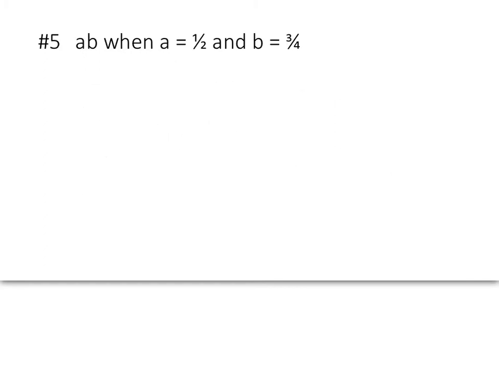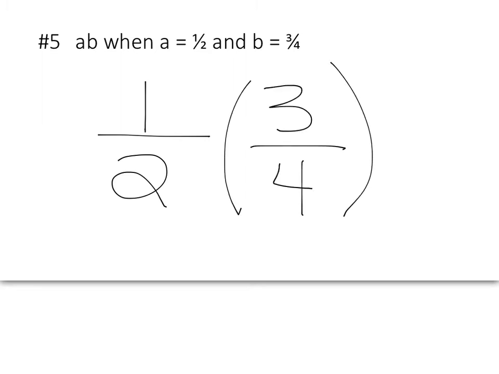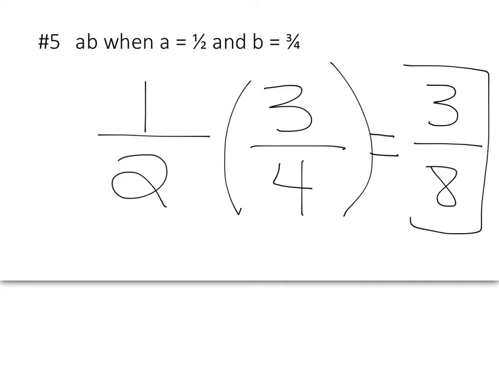Far right, we have AB when A is 1/2 and B is 3/4. So then we have 1/2 times 3/4. And hopefully you remember, when you multiply fractions, you just multiply straight across. So you have 1/2 times 3/4. So you do 1 times 3 is 3, and 2 times 4 is 8. So you end up with 3/8. That cannot be reduced any further. So your answer is just 3/8.